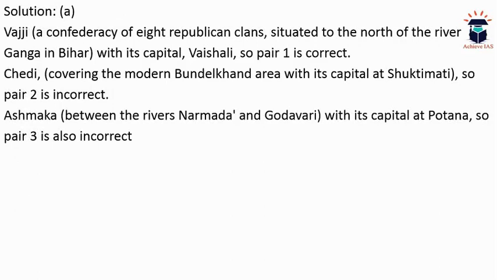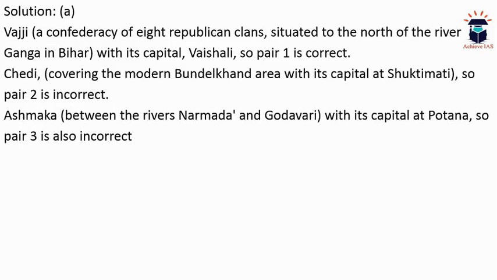The solution is A. Vajji was basically a confederation of 8 republican clans situated to the north of river Ganga in Bihar, with its capital Vaishali. So pair one is correct. And Chedi, friends, was in the modern Bundelkhand area, that is part of southern UP and northern Madhya Pradesh, and it had the capital Shuktimati. So second is incorrect.